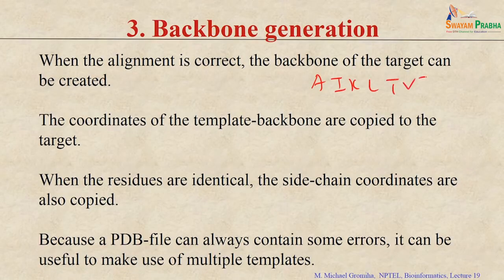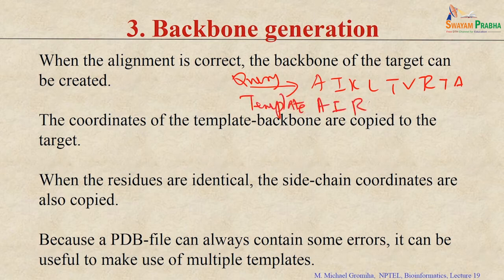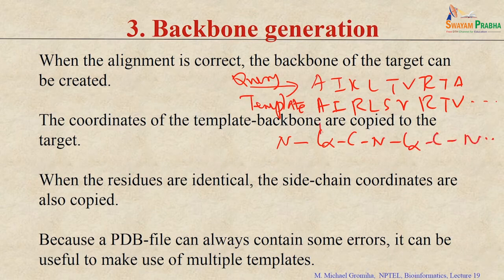Backbone generation, because you have the sequence. For example, this is your query sequence and you have the template. If you draw this, the backbone is the same: N, C alpha, C, N, C alpha, C, N. Here you have the hydrogen and this R group. If you take the query sequence or the template, the backbone is the same.